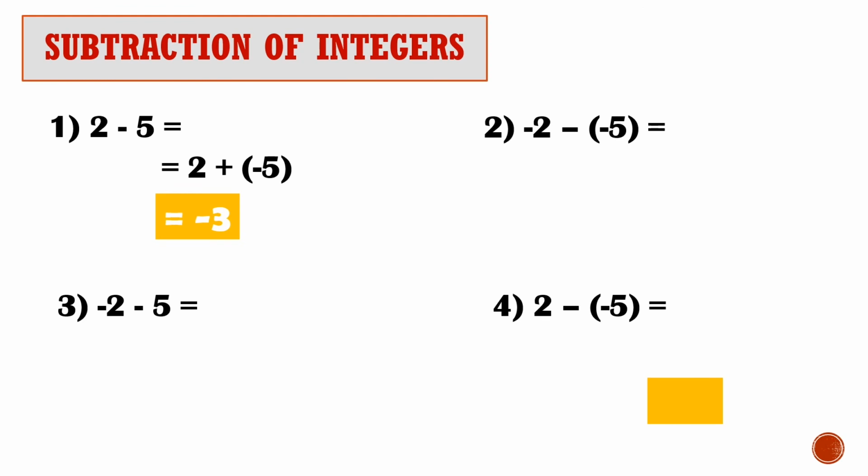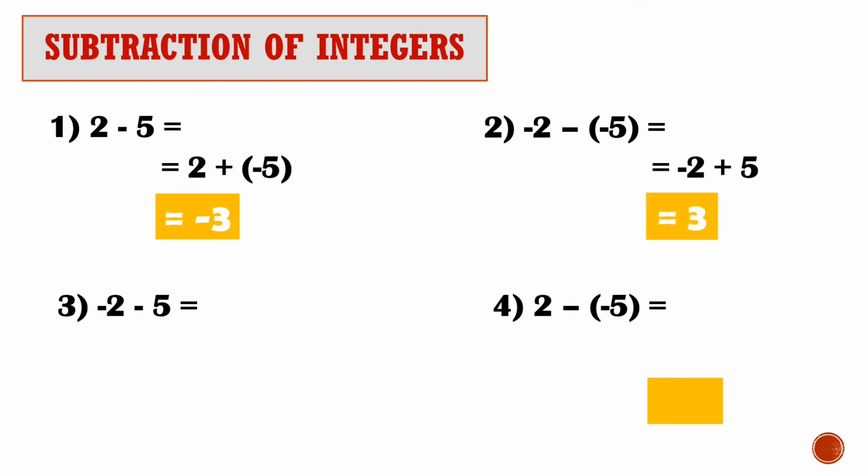Next, 2. We have negative 2 minus negative 5. So, change the sign of the subtrahend, negative 5, magiging positive 5, and then proceed to addition. We have now negative 2 plus positive 5. So, ang rule magkaiba ang sign, that is subtract or subtraction. So, we have 3, and then copy the sign of the biggest number, which is 5, positive. The answer is positive 3.